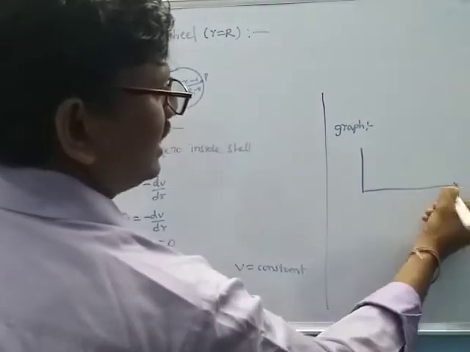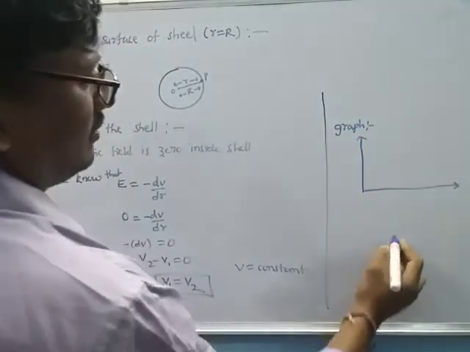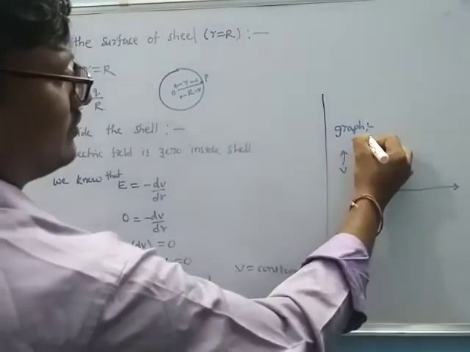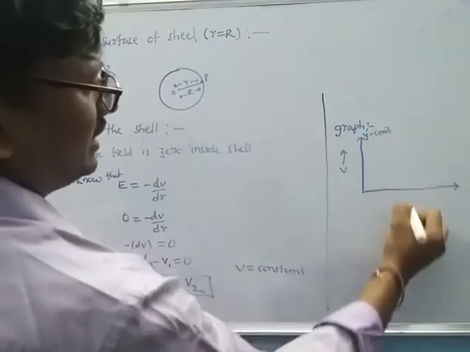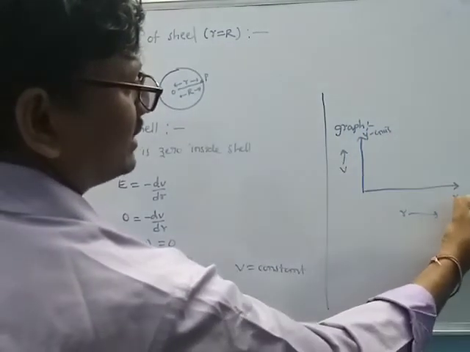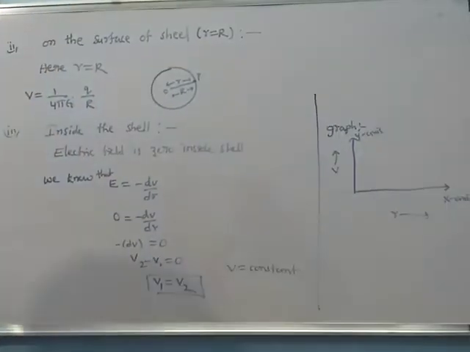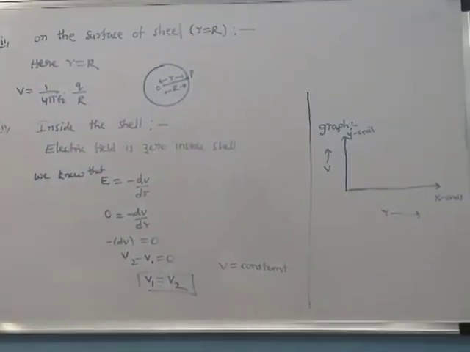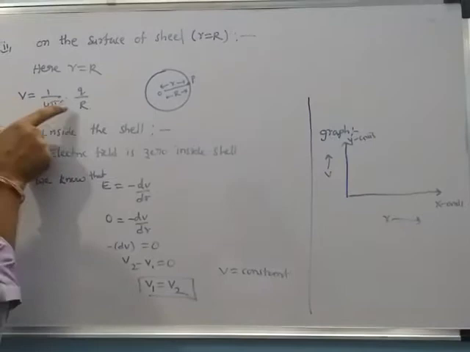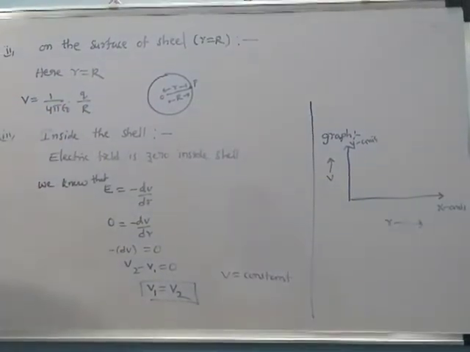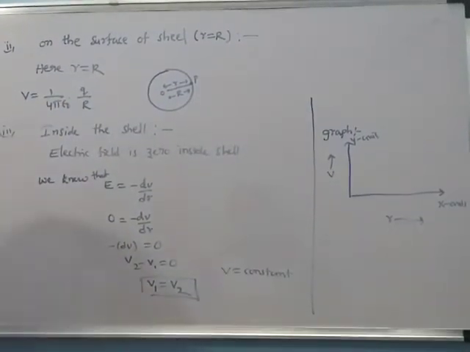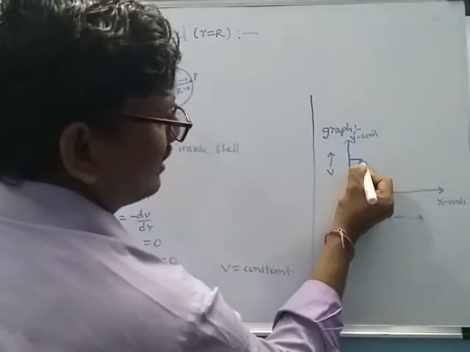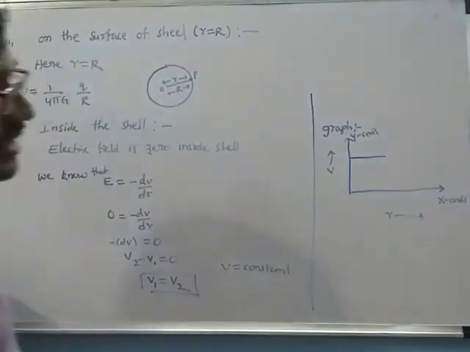The potential is taken along the y-axis, and the distance r is taken along the x-axis. Then we can draw the graph. Here V is inversely proportional to r. At first it will maintain a constant value.